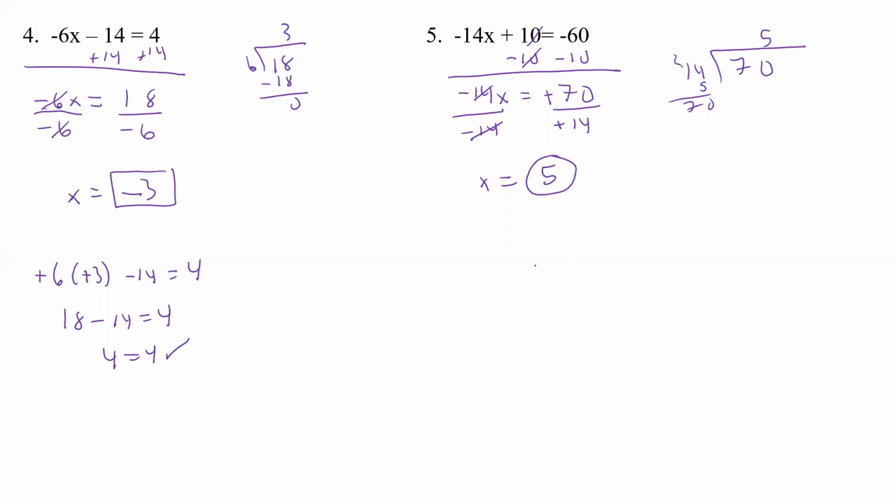So now we do our check. Minus 14 times 5 plus 10 equals negative 60. Well, 14 times 5 we found out was 70, but this is a negative 70 plus 10 equals negative 60. The larger one is 70, the smaller one is 10. They're opposite signs, so 70 minus 10 is 60. The larger had a negative, so it does check out.